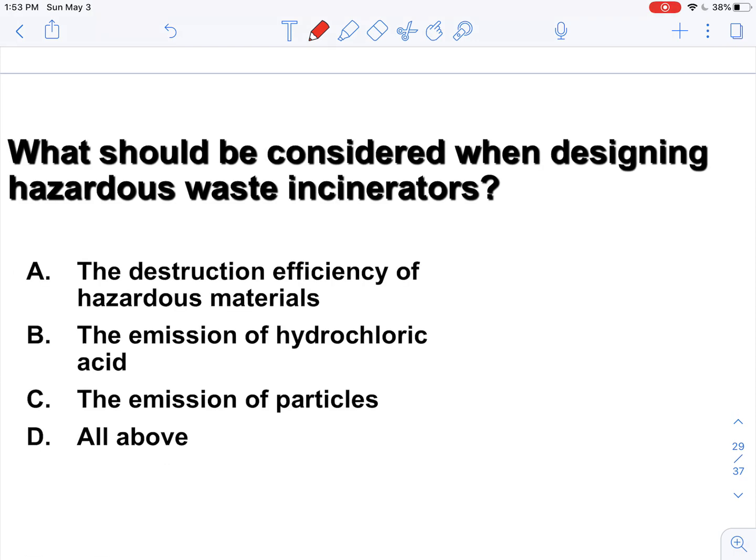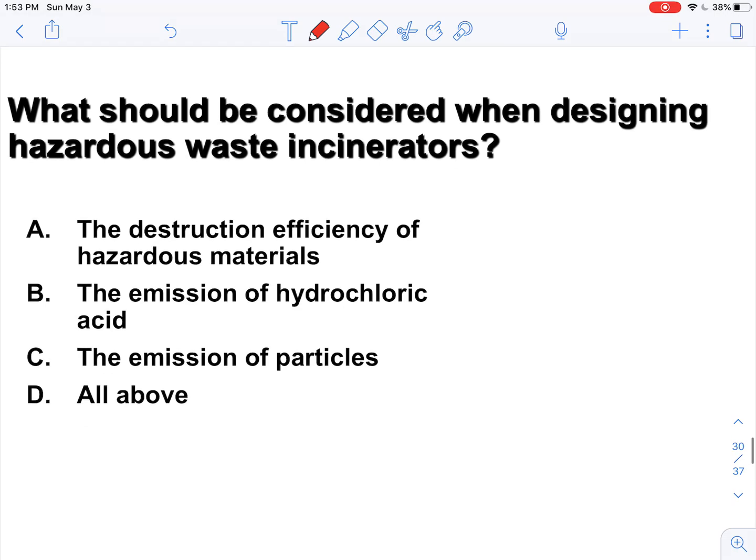Okay, so what should be considered when designing hazardous waste incinerators? We need to consider the efficiency higher than 99.99%. We need to consider the emission of hydrochloric acid, the emission of particles, right?